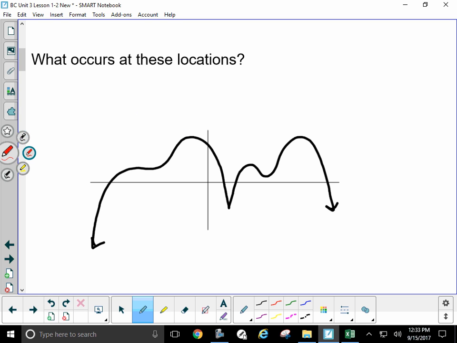Here is a function. This is f of x. Let's look at when its derivative is 0 or is undefined. So right here, slope is 0, derivative is 0, horizontal tangent. Right here, derivative is 0. Right here, 0. Right here, sharp point, derivative is undefined. Right here, derivative 0.